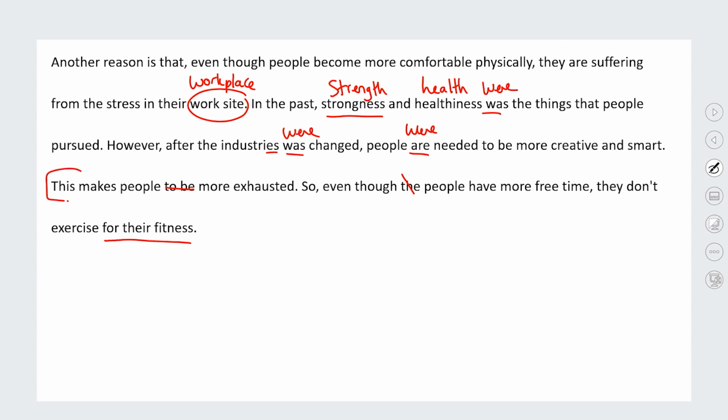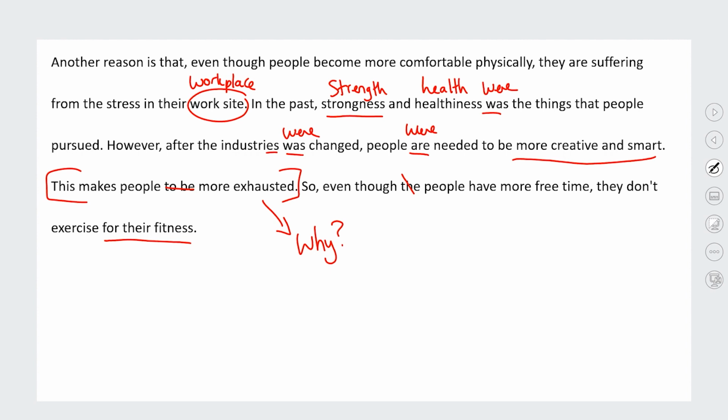Okay, so I think this is my main issue with this paragraph, is this sentence. Okay, so people need to be more creative and smart. This makes people more exhausted. Why? You've not explained that link clearly. Why does a job that requires you to be creative make you more exhausted than a job that requires you to work on a farm, for example? Like, that doesn't make logical sense to me, so you need to explain your logic.